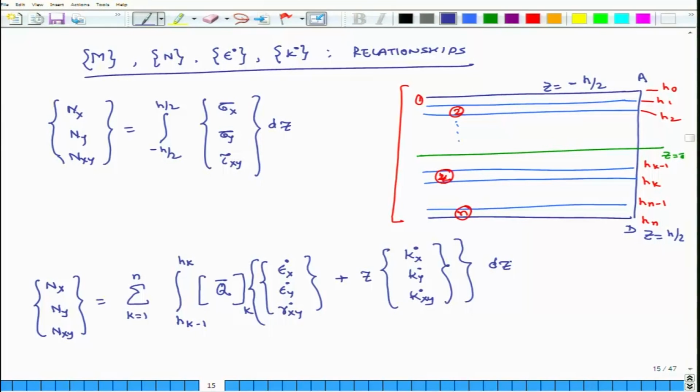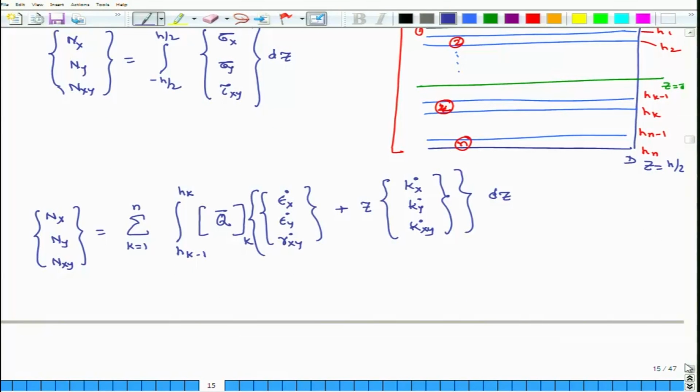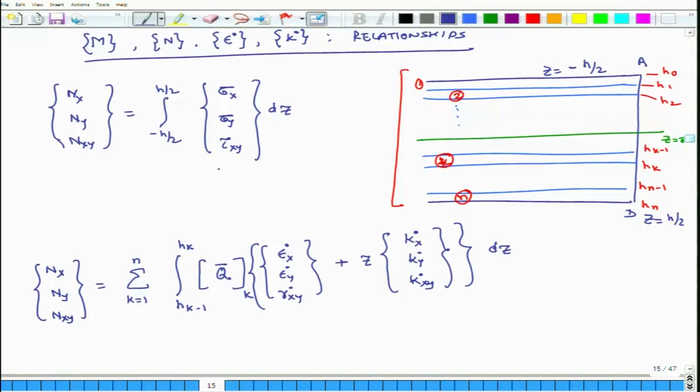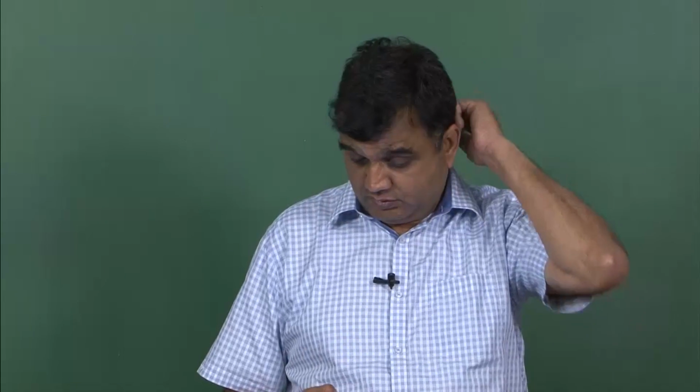dz, okay. So, this is what I get. Essentially, what I have done is first I have developed the stress strain relations for the kth layer, and I am integrating this over the kth layer, and the range of z is h_k minus 1 to h_k, because those are the coordinates for the top and bottom surfaces of the kth layer. Then I do similar operations for each layer and I add all of them up, okay.